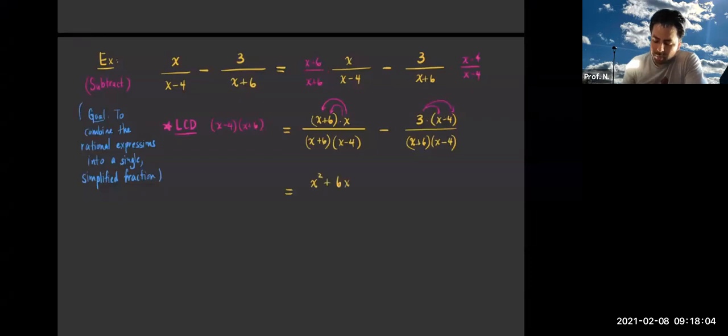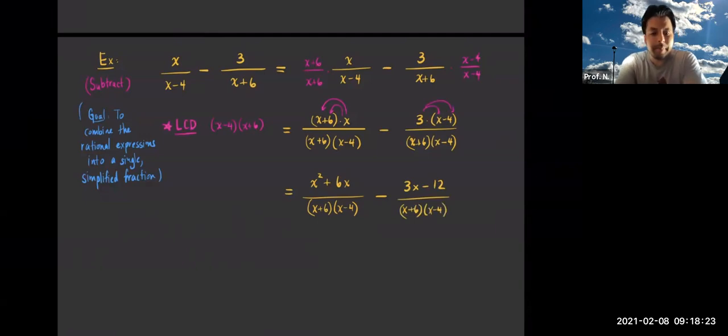So that's going to be the numerator on top here. Again, I'm going to leave the denominator in with the LCD just the way it would be. This would be 3 times x minus 4, so 3x minus 12, because I distribute. And this would be x plus 6, x minus 4. So this is what we have so far.